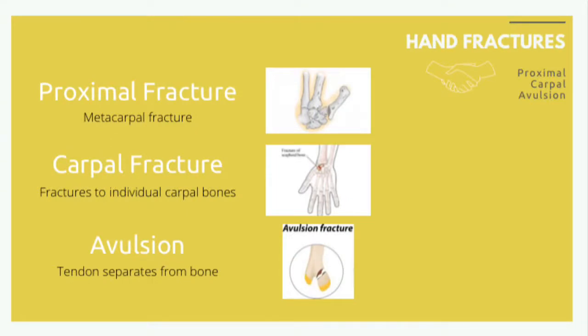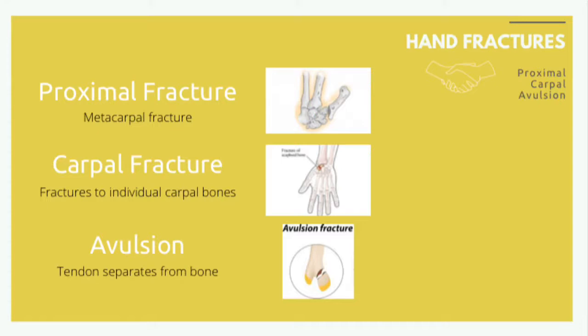When you think of a hand fracture, you want to think of these three main types of fractures. You have your proximal, your carpal, and your avulsion. So a proximal fracture is a metacarpal fracture. It's also known as a boxer's fracture. It's toward the fourth and fifth finger, as you can see in this picture right here.